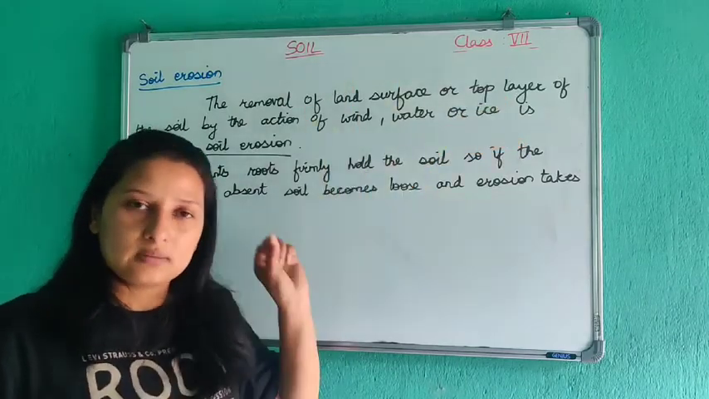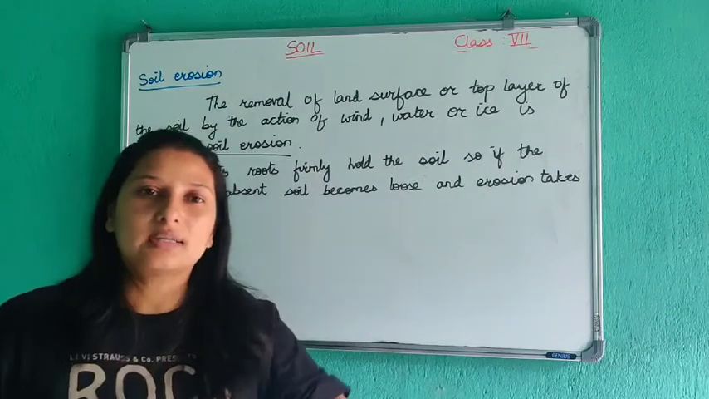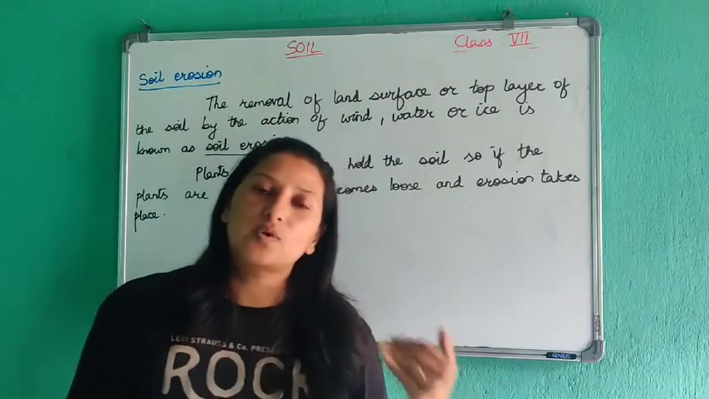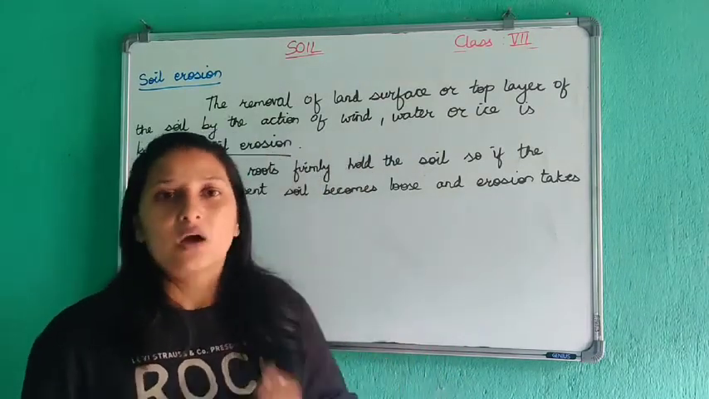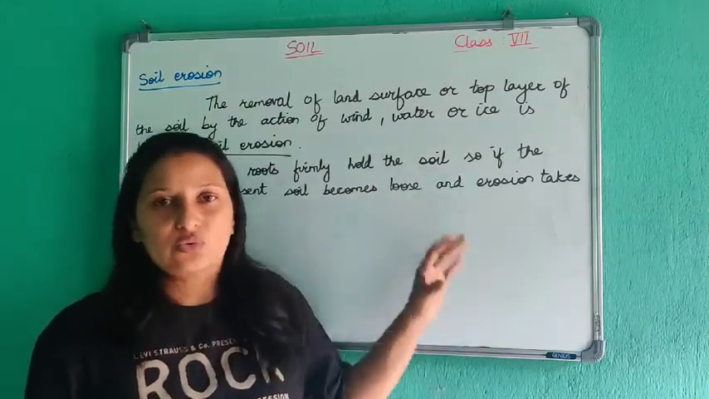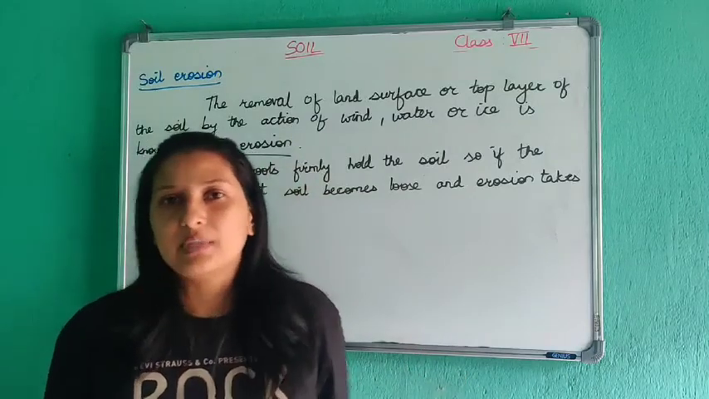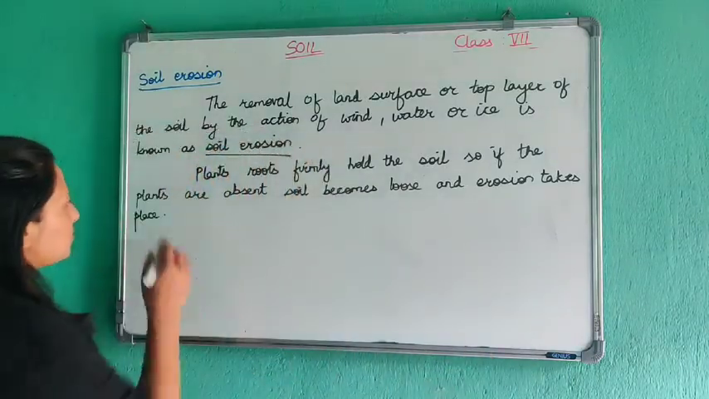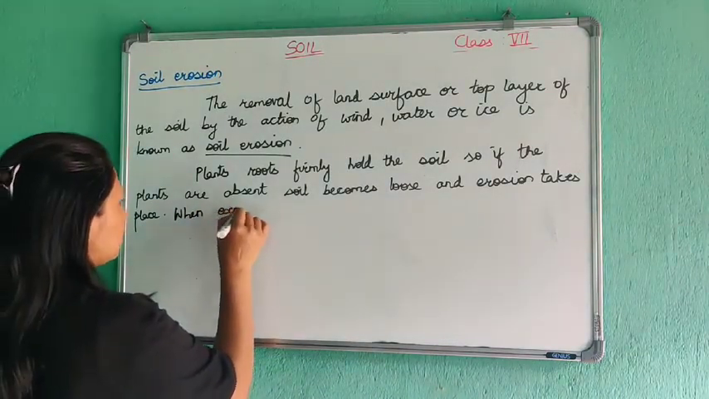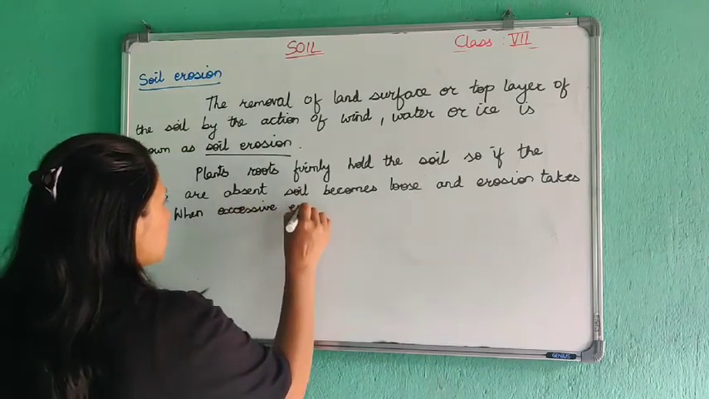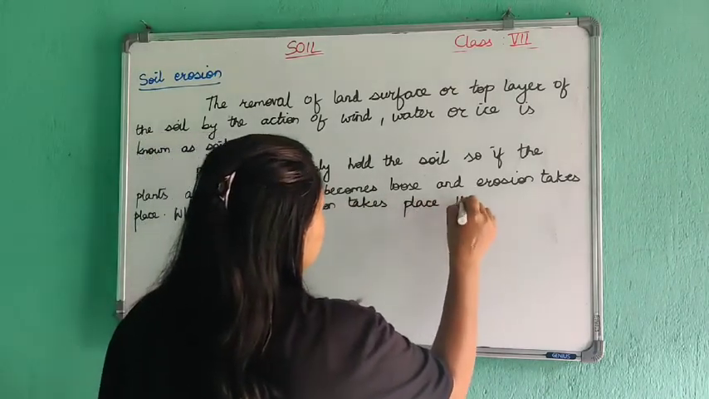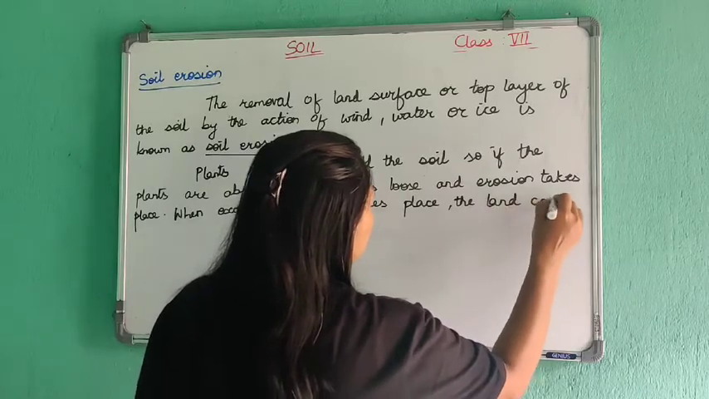In the soil profile, last class we studied that the top layer of the soil contains humus, which is very useful and very fertile for the growth of plants. And if that is blown away or washed away, what happens? Plants cannot grow there. And if plants do not grow, we call that land a desert. So when excessive soil erosion takes place, the land can even become a desert.